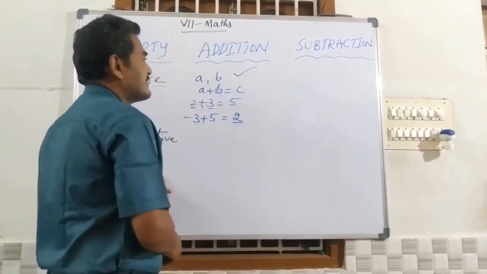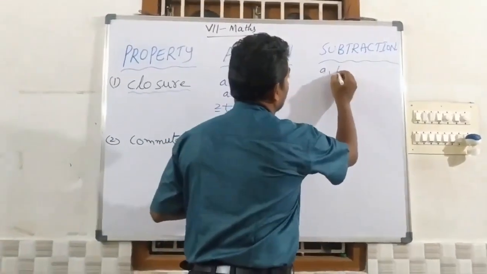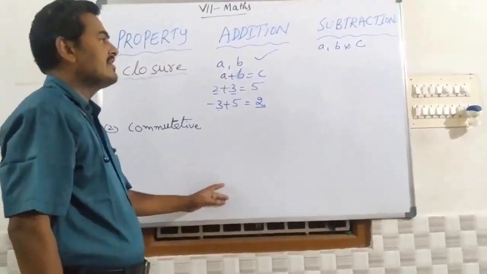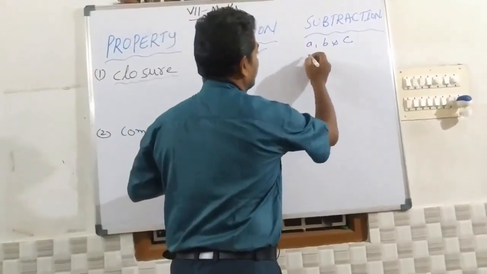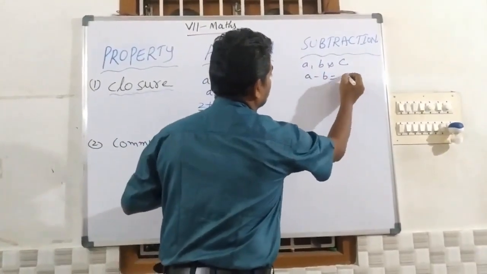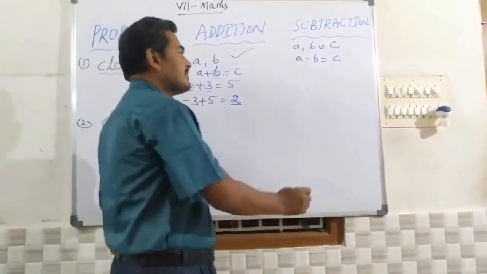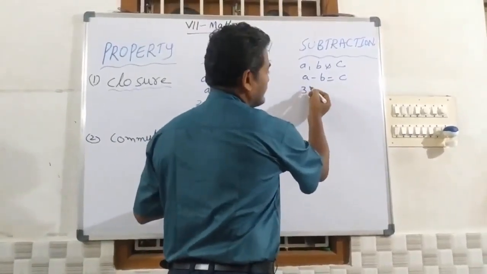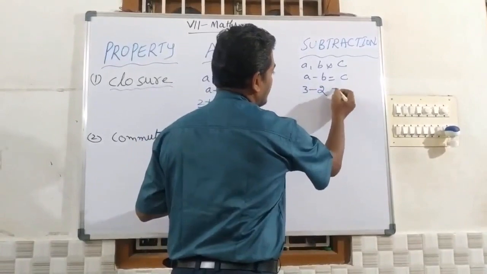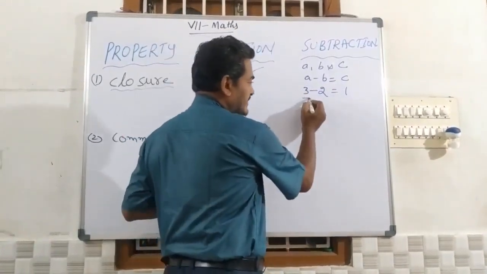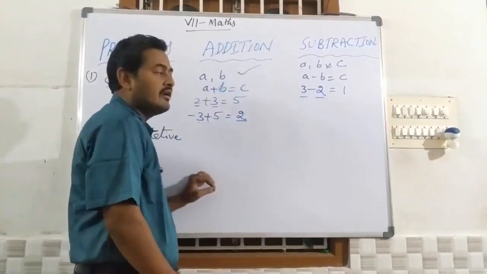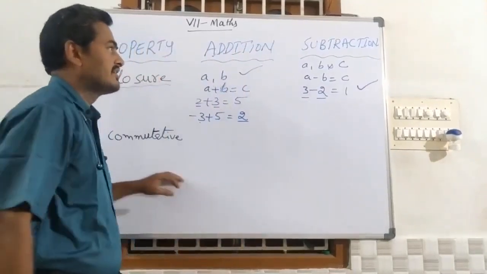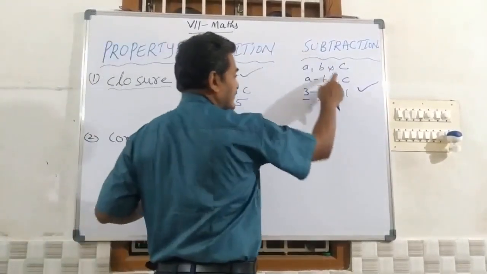Now come to subtraction. For example, A, B and C are any three integers. Then A minus B is also equal to C. Whether this property holds good or not, we can explain. For example, 3 is one integer, 3 minus 2 equals 1. So here 3 is an integer, 2 is an integer, and 3 minus 2, which is 1, is also an integer. So this property is also accepted as closure property under subtraction.